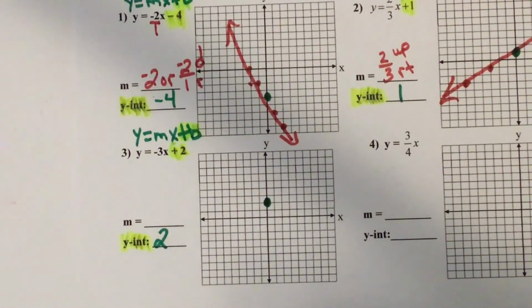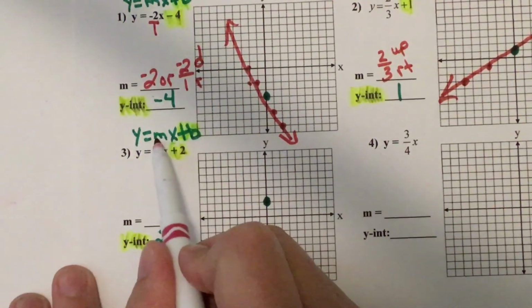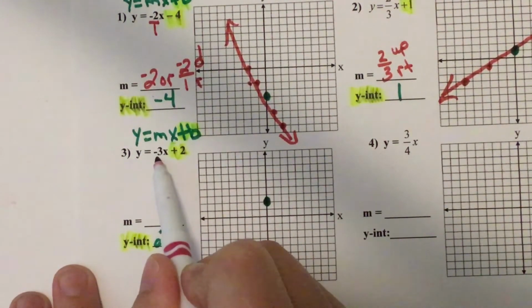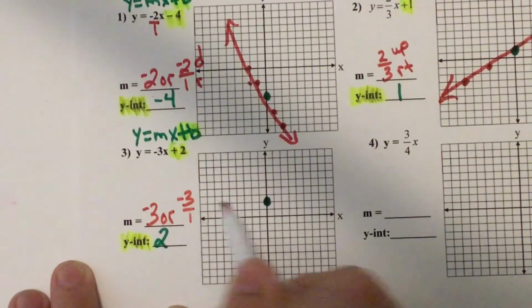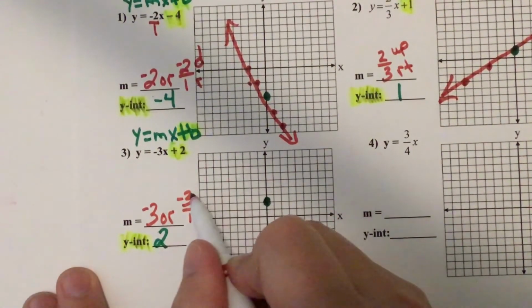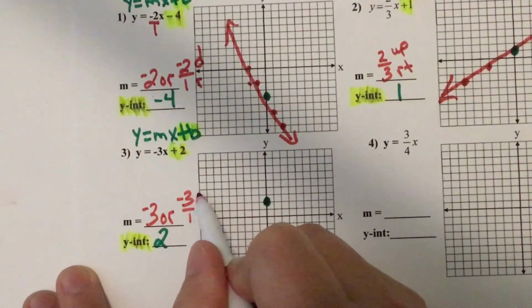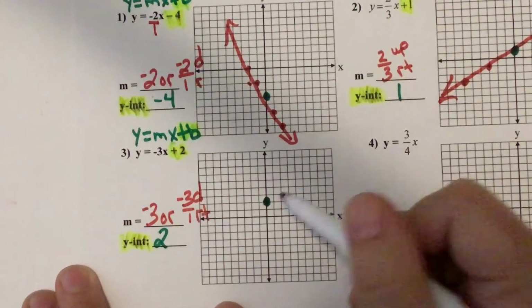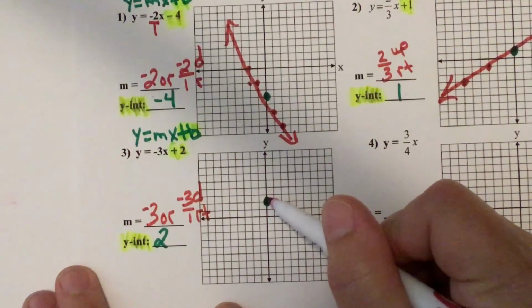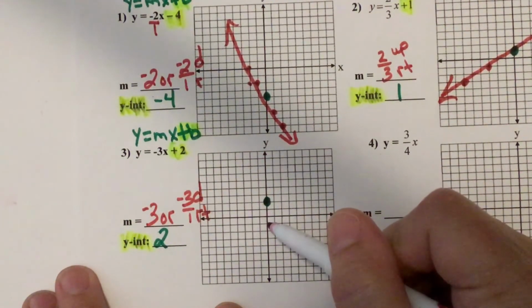The next thing I'm going to do is look at slope, and slope is the m, the number smushed with the x, and my slope is negative 3, but you can think of that as negative 3 over 1. So since my top number is negative, I will not go up, I will go down, but my bottom number is positive, so I will go right. So from our y-intercept, down 3, 1, 2, 3, and right 1.